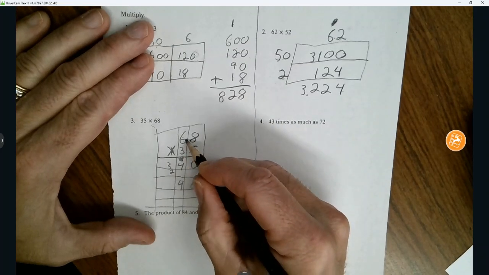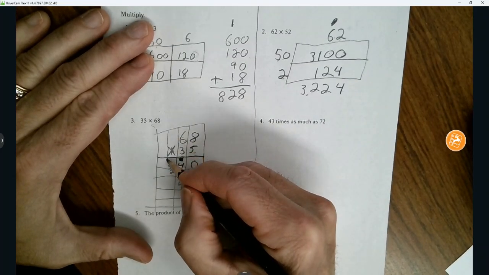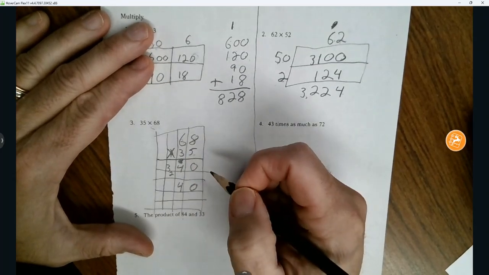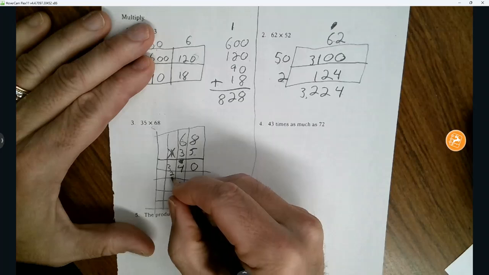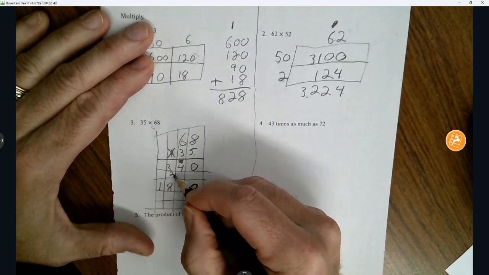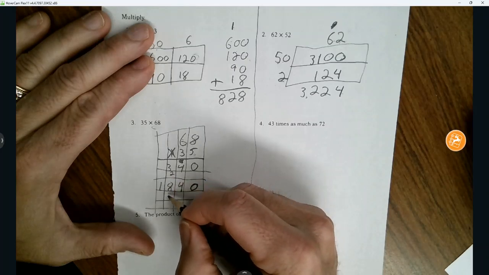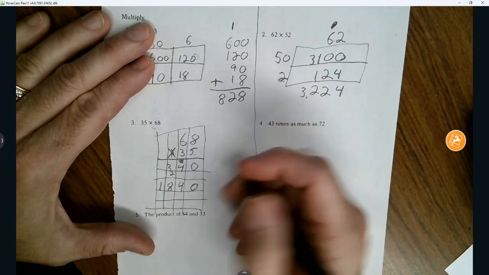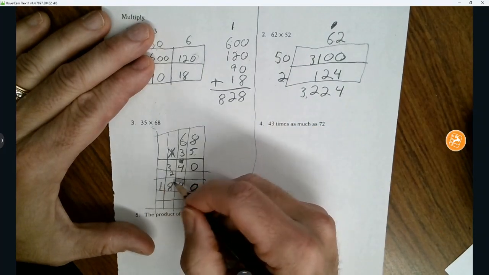We have 3 times 6. Oops, I need another column. There we go. We have 3 times 6 is what? 18 plus the 2. Do I have to? I can put my 18. I really don't have to put that 2 because I can add as I'm going. I know I did here. I don't have to do that though. I can say this is 20 or I can just leave it there.